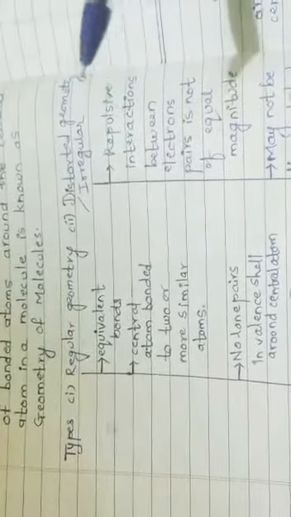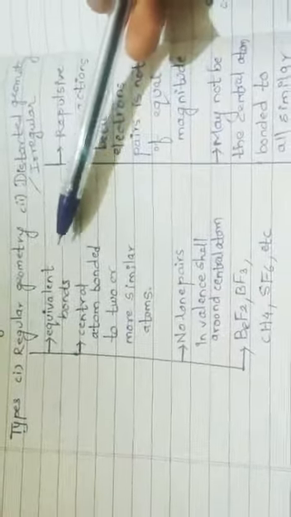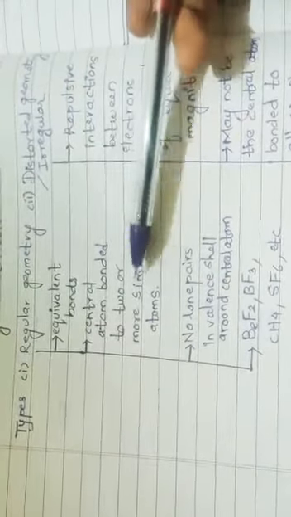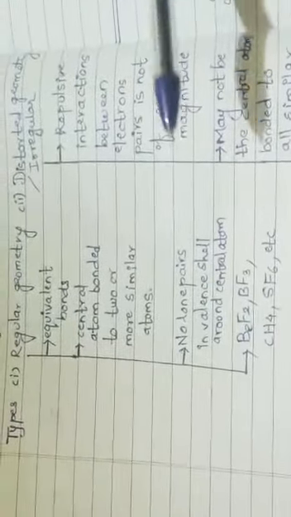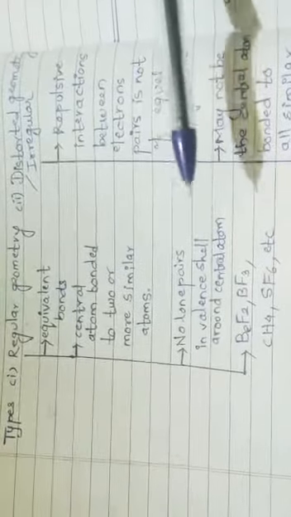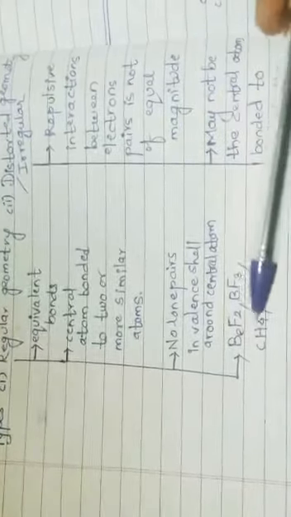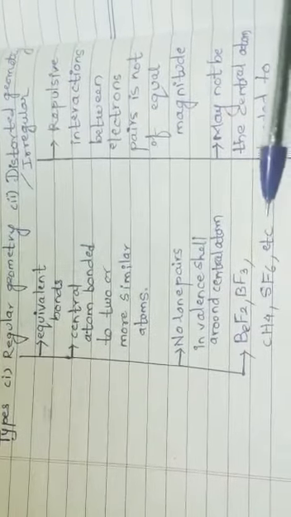So there are types of geometry. First is regular geometry, and second is distorted or irregular geometry. Regular geometry has equivalent bonds. It has a central atom bonded to two or more similar atoms. There are no lone pairs in the valence shell around the central atom. For example, BeF2, BF3, CH4, SF6, etc.